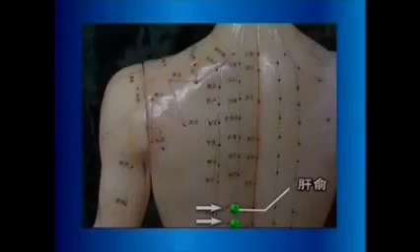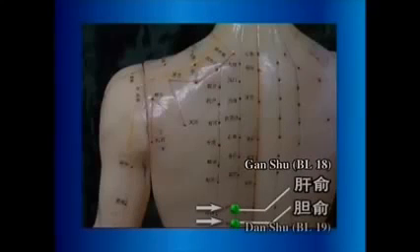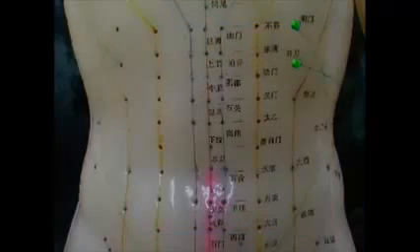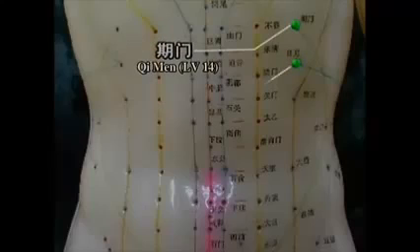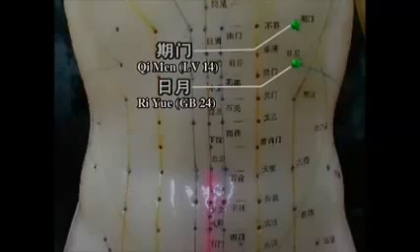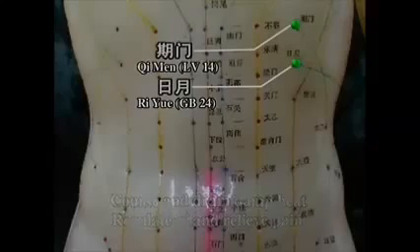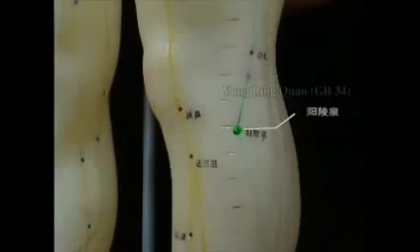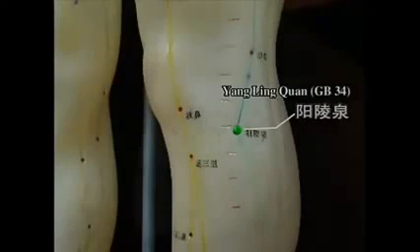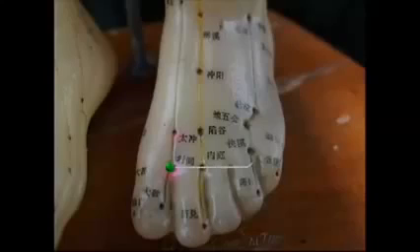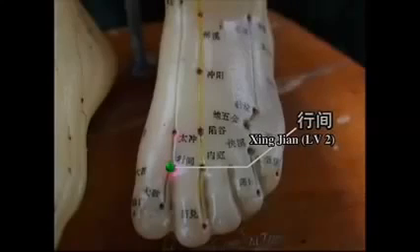Explanation of points: bladder 18 and bladder 19 clear liver and gallbladder damp heat. Liver 14 is the alarm point of the liver. Gallbladder 24 is the alarm point of the gallbladder. The combination of these alarm points can course and drain damp heat, regulate qi, and relieve pain. Gallbladder 34 can benefit the liver and gallbladder and clear damp heat. Liver 2 can clear liver fire and course stagnant qi.